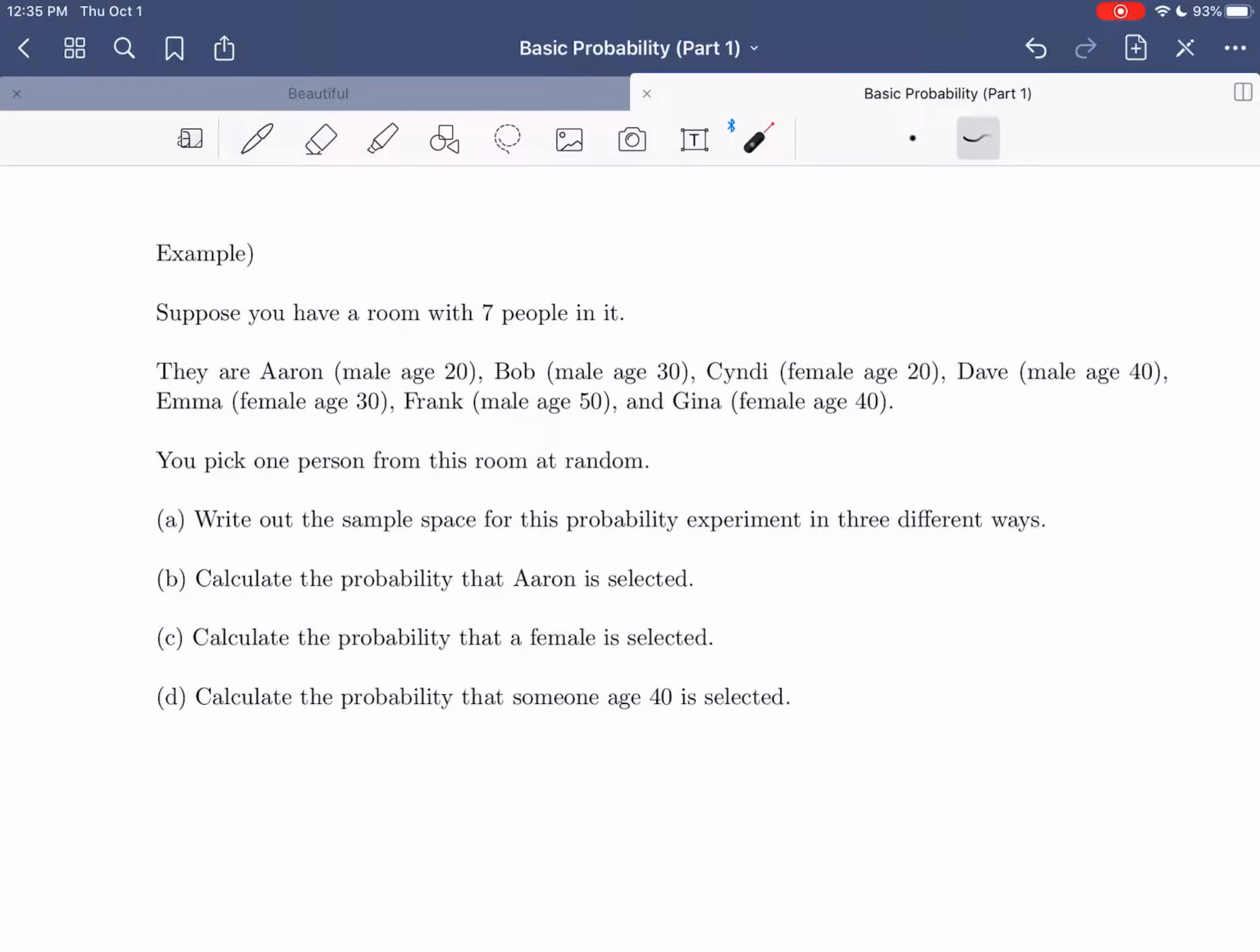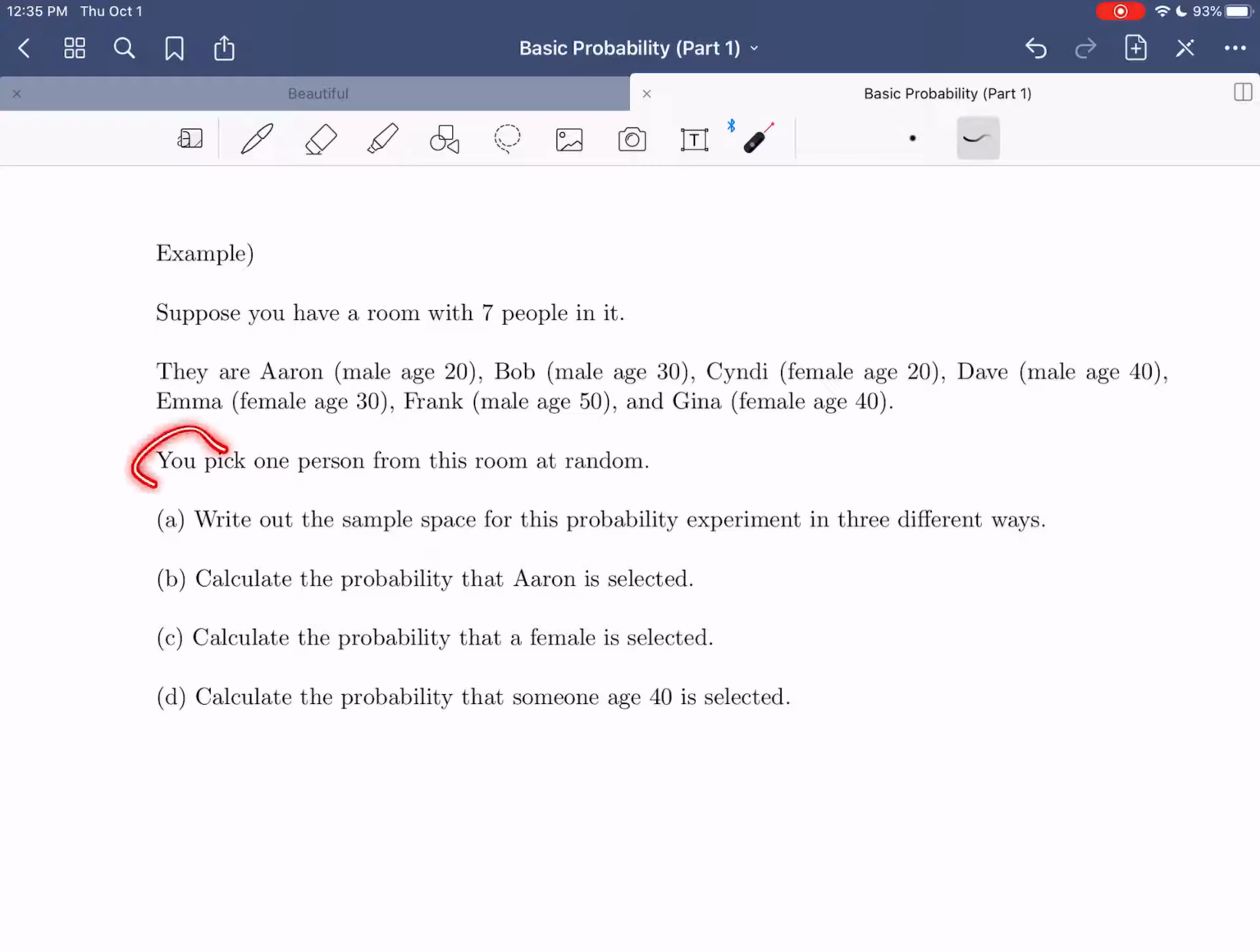So let's suppose you have a room with 7 people in it, and we have some information about these people. So we have their names. They're Aaron, Bob, Cindy, Dave, Emma, Frank, and Gina. We also have their genders. So Aaron, Bob, Dave, and Frank are all males, whereas Cindy, Emma, and Gina are all females. And we also have their age. Aaron is 20, as is Cindy. Bob is 30, as is Emma. And Dave is 40, Gina is 40, and Frank is 50. So we have their names, we have their genders, and we have their age.